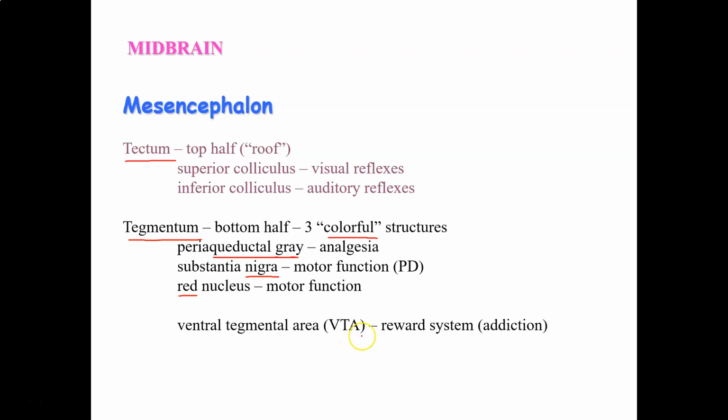The most important structure, which we'll go into greater detail on in this course, is the ventral tegmental area, or VTA. The VTA is part of the reward pathway, or reward system. Activation of the VTA typically is associated with things that bring us pleasure or that we enjoy. So it's not surprising that this particular structure is also activated in the disease of addiction. We'll talk about addiction later on in the semester.